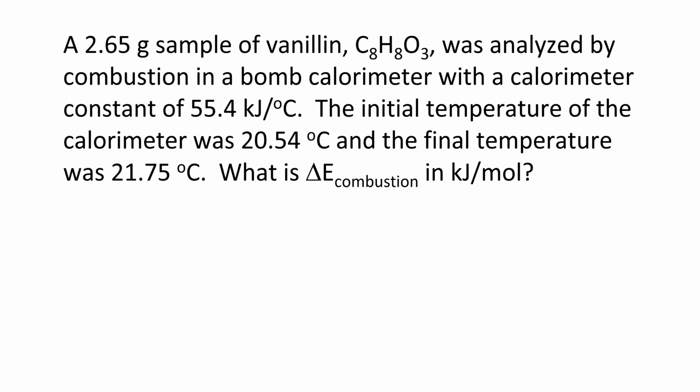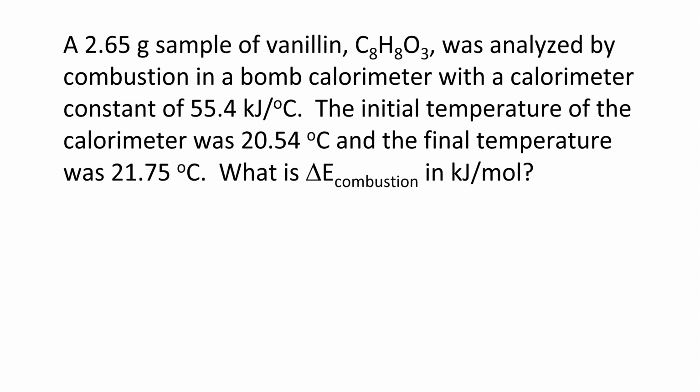All right, so we'll start with our problem. A 2.65 gram sample of vanillin, and there's its formula, C8H8O3, was analyzed by combustion in a bomb calorimeter. All right, which is typical. That's typically the type of reaction we do in a bomb calorimeter, with a calorimeter constant of 55.4 kilojoules per degree Celsius.